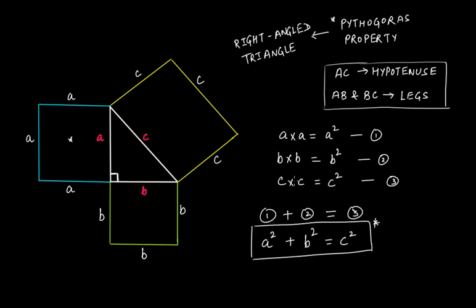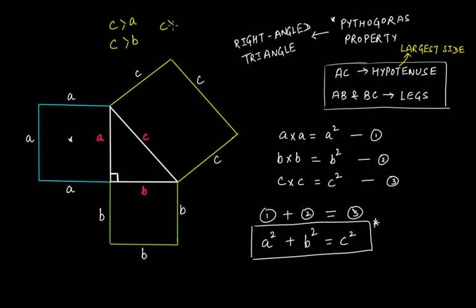And the next important point is that this hypotenuse is the largest side of a right angle triangle. That is, C will be greater than A, and C will be greater than B.